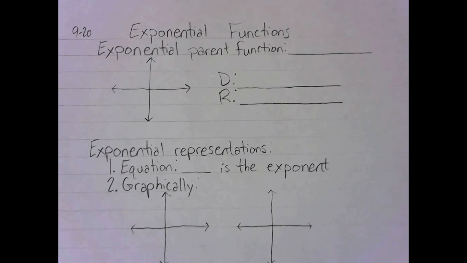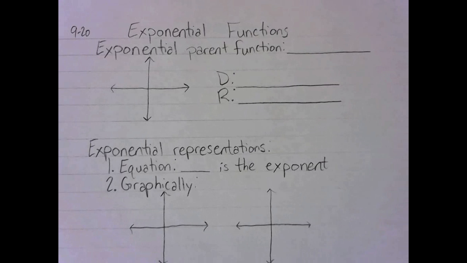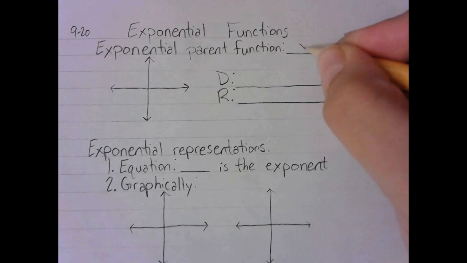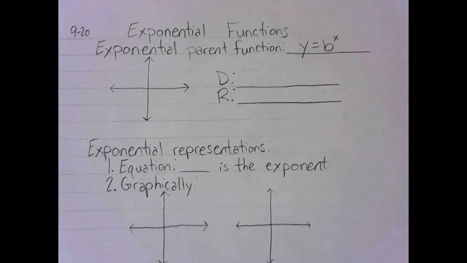Alright, just like with linear and quadratic functions, we want to know what the parent function is. And so for exponentials, that's y equals b to the x. Now it's important to note b is any number, so 3, 2, 9.5, whatever. So b, you might want to make a note to yourself. B is just any number.